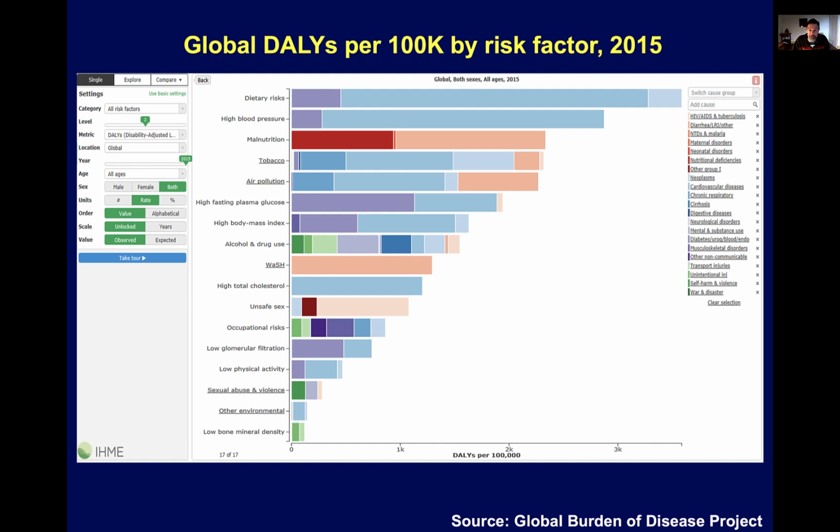So you can get a sense quickly from this slide what's driving the DALYs for infectious diseases. And these include, globally, things like malnutrition, tobacco use, air pollution, alcohol and drug use, WASH, which stands for clean water, sanitation, and hygiene, unsafe sex, and sexual abuse and violence.